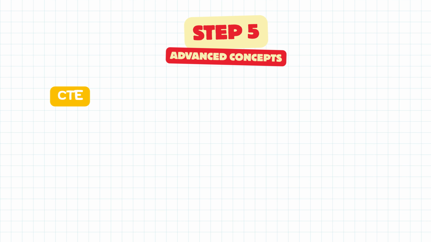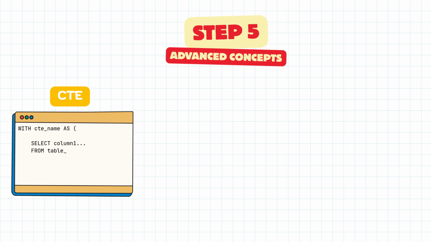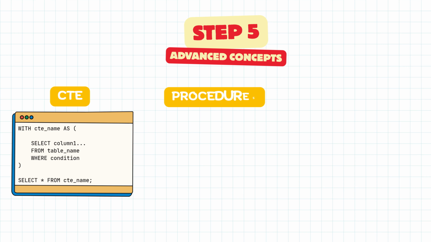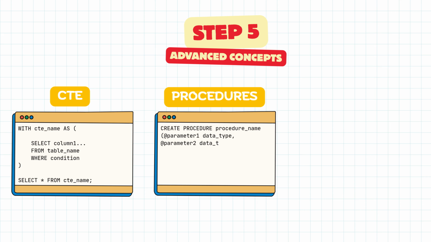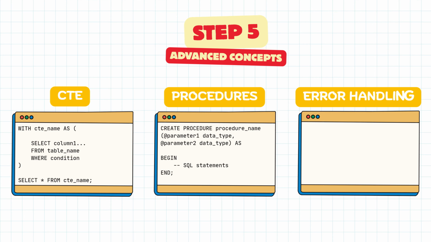Start with CTEs, common table expressions. Instead of writing one massive nested query, a CTE lets you break it into clean, readable steps. Think of it as giving a name to a chunk of your query so you can reference it later. Much easier to read, much easier to debug. Then stored procedures. These let you save a SQL query and run it whenever you need it, like a reusable script. And error handling goes hand in hand with this. It's how you make sure your queries fail gracefully instead of just crashing with no explanation.